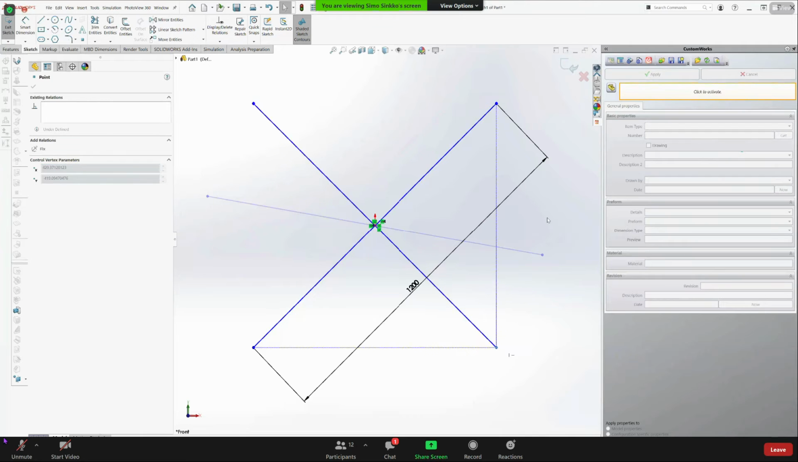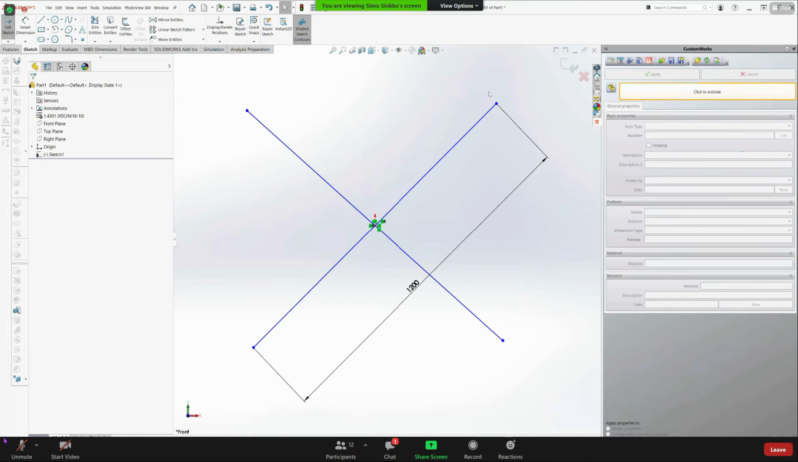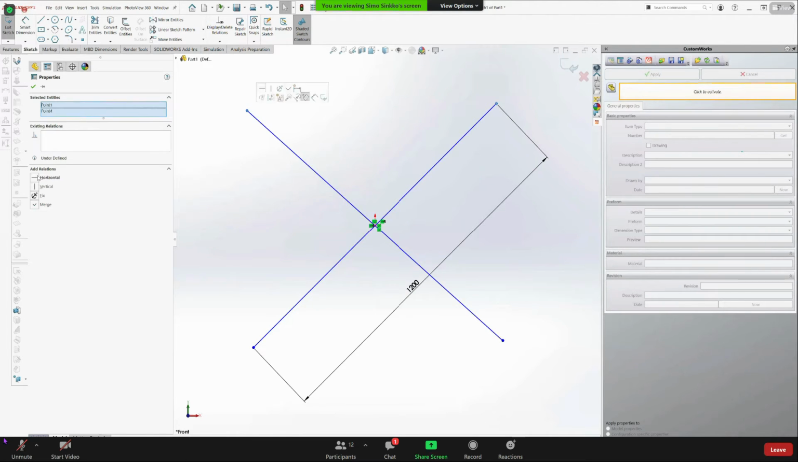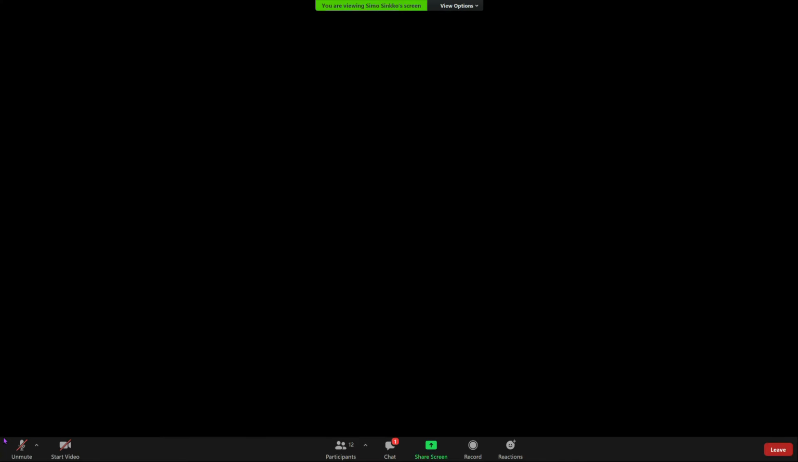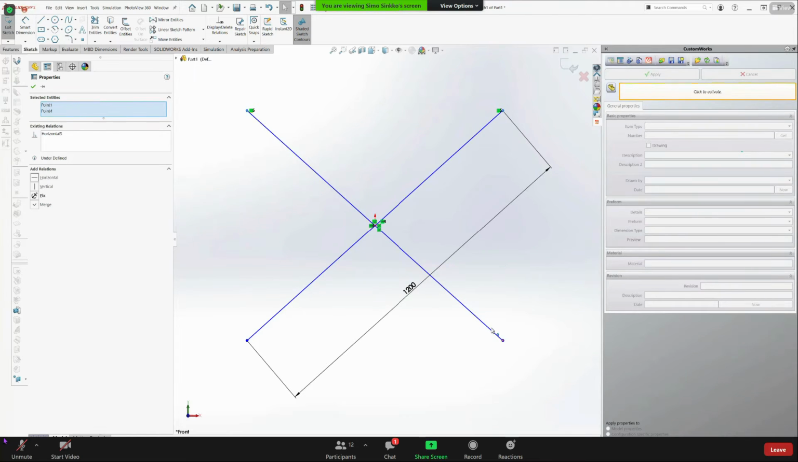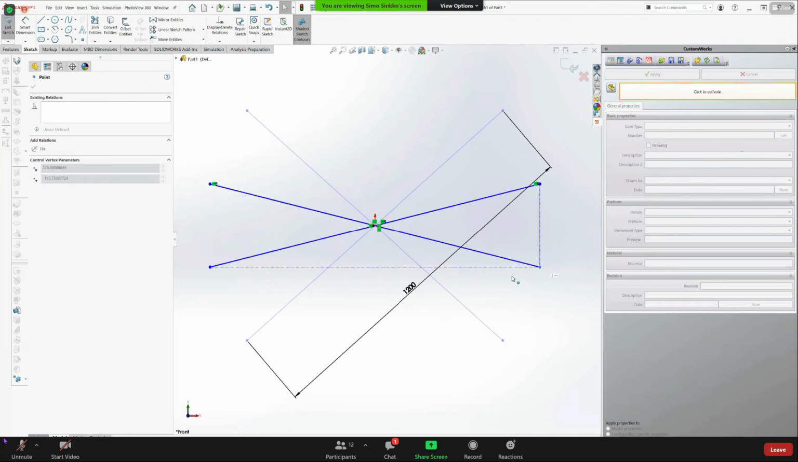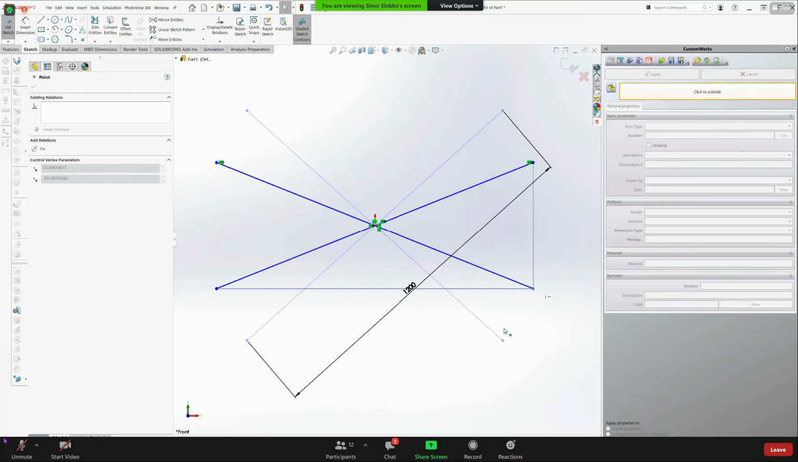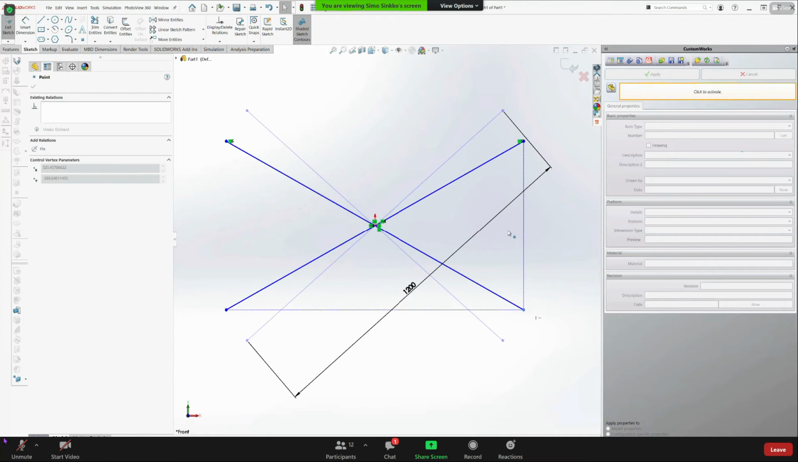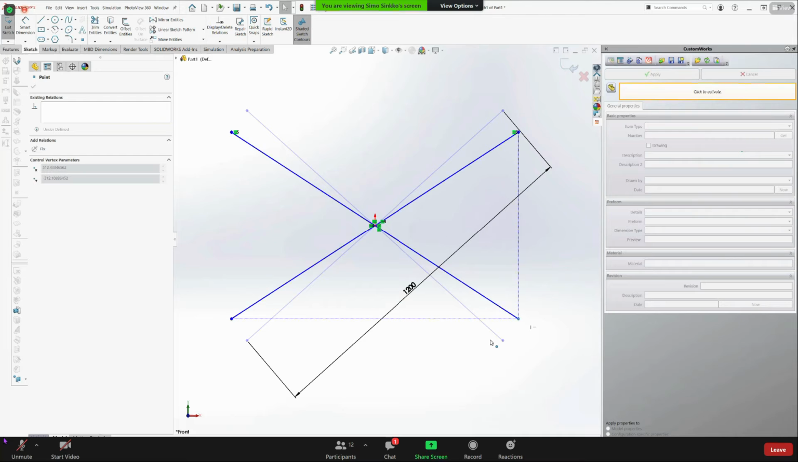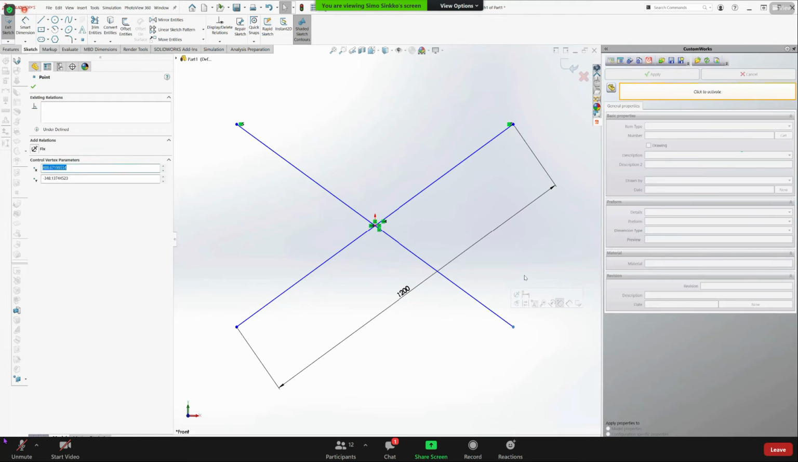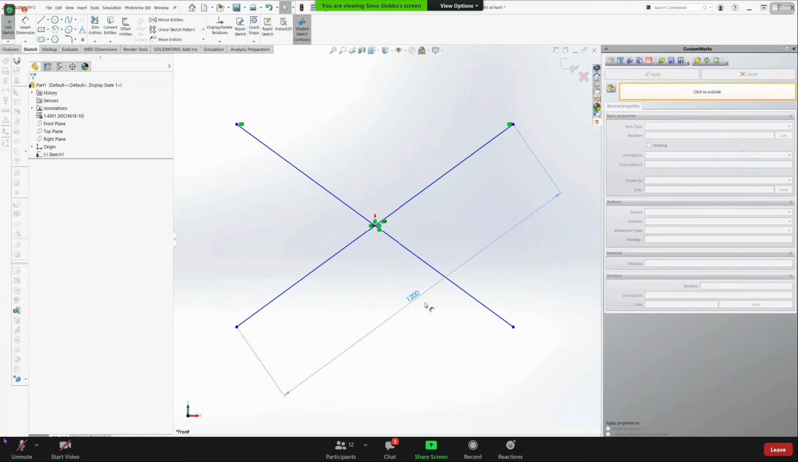Then the next thing I could add here is that this endpoint and the other endpoint are horizontal. And now it already moves like I want. Or do you agree? Yes, I agree. Okay.